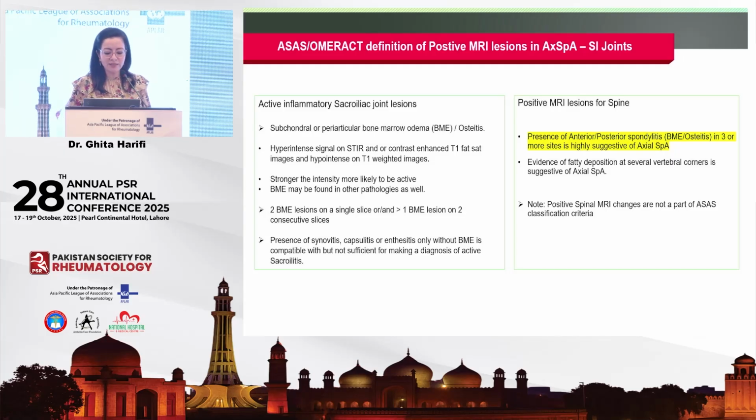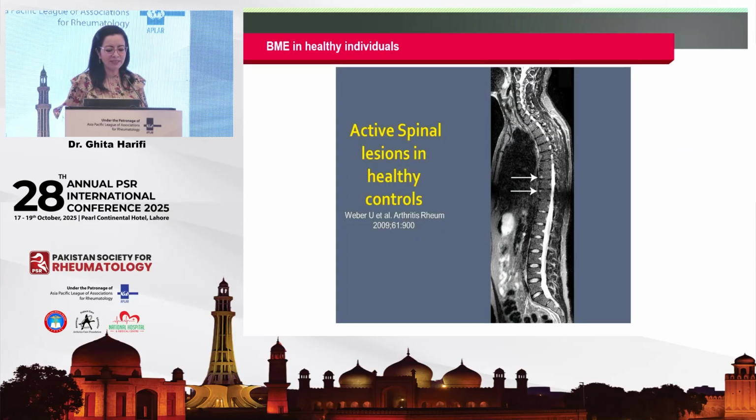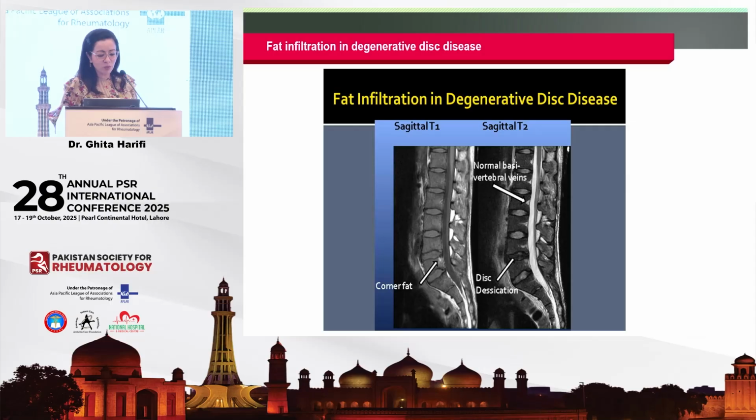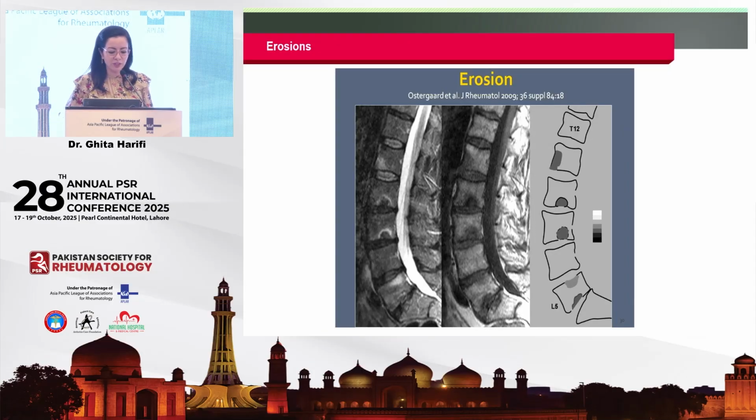Now the ASAS definition says that you have to see these changes in at least 3 or more sites to be highly suggestive of axial spondyloarthritis because, again, one or two vertebral corner lesions with bone marrow edema can be seen in healthy individuals. Bone marrow edema can also be seen in degenerative disc disease. This is quite common. What about fat infiltration? Fat infiltration in degenerative disc disease is quite common. So you can see fatty metaplasia around areas where there is disc degeneration.